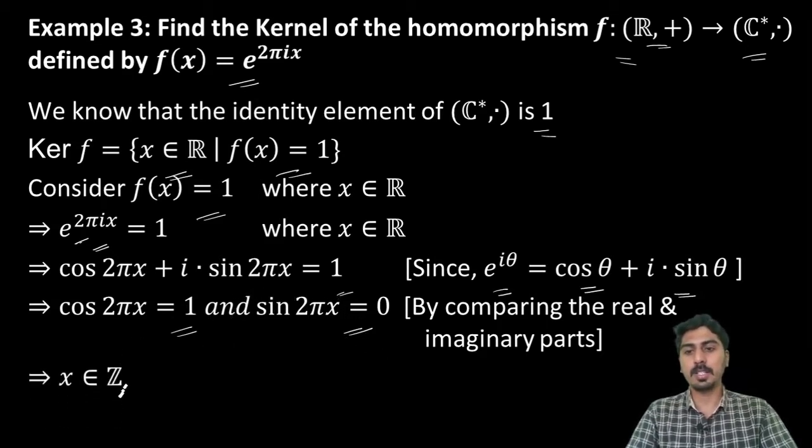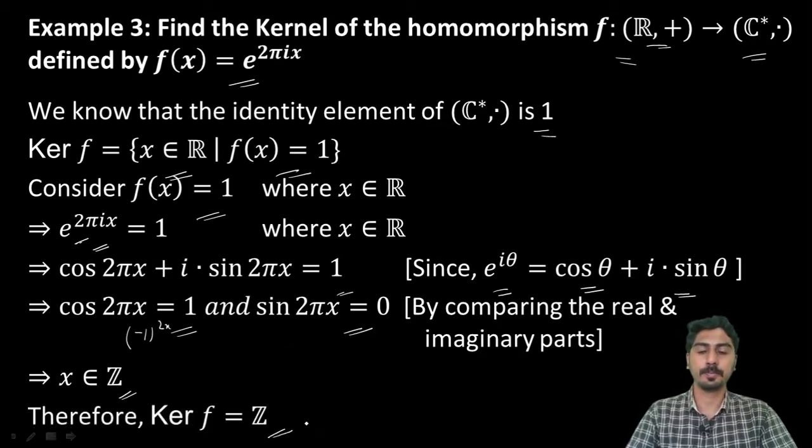If x is an integer, cos 2 pi x will be equal to minus 1 power 2x, which will be equal to 1. And I know that sin n pi is 0, so if x is an integer, sin 2 pi x will also be equal to 0. So the kernel is the set of all integers.